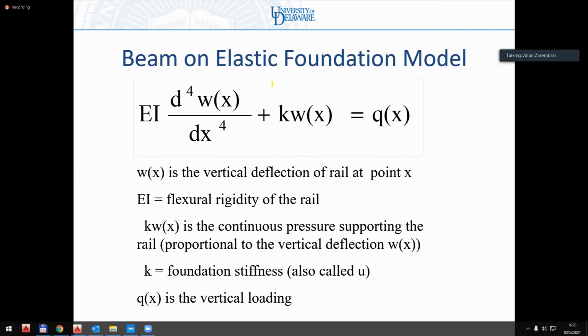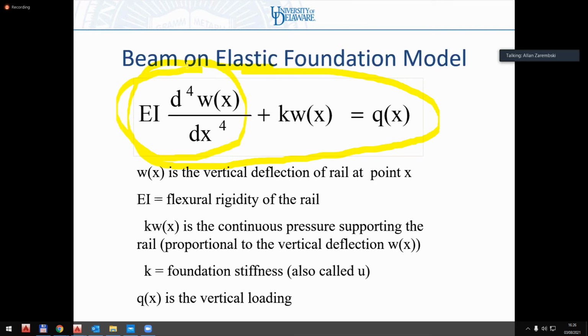Okay, so there are lots of variations of it, but in its most basic form, beam and elastic foundation is a fourth order ordinary differential equation, where this really is the beam term, which, think of as the rail. So you have EI, E is the modulus of elasticity of the rail steel, I is the moment of inertia of the rail, and EI combined is often referred to as the flexural rigidity of the rail. W is the vertical deflection at the rail.